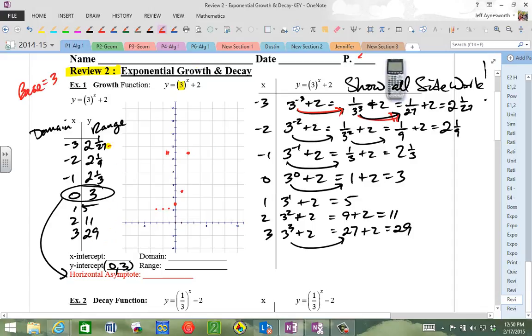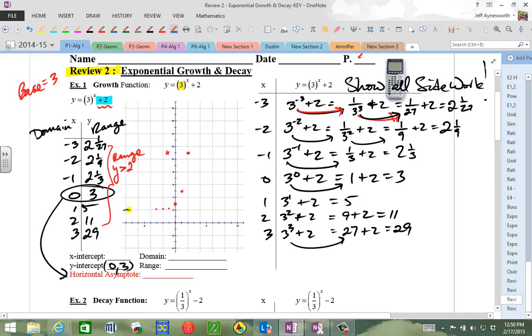And notice all these values. Because of this plus 2, I know that all of the values are going to be bigger than 2. So y is greater than 2 in this case. That's called the range, okay? This plus 2 in the function here raises your horizontal asymptote up 2 units.